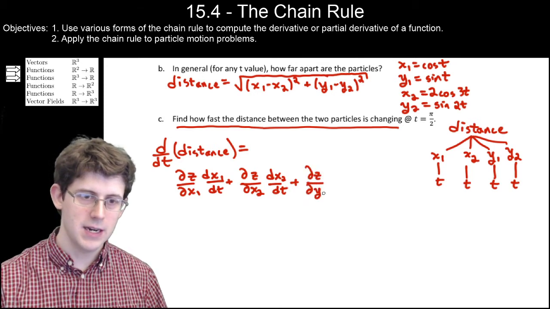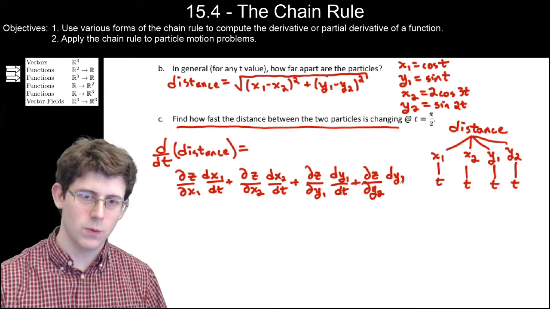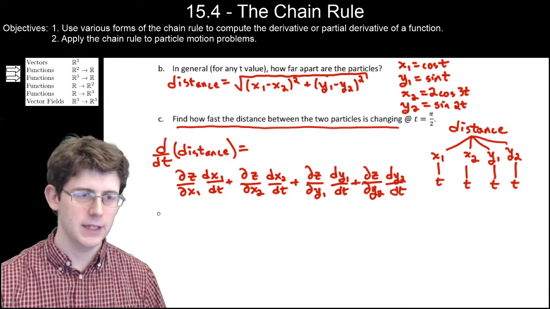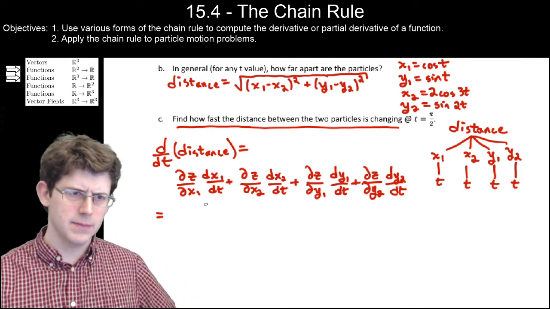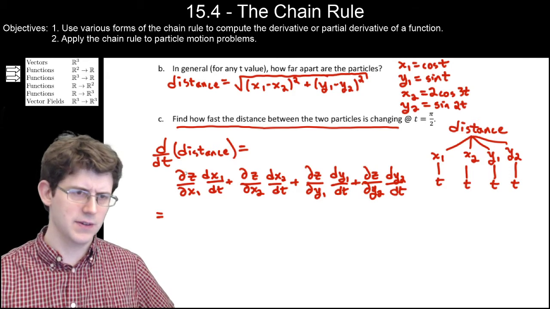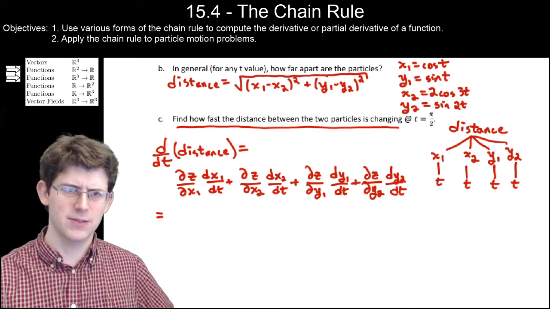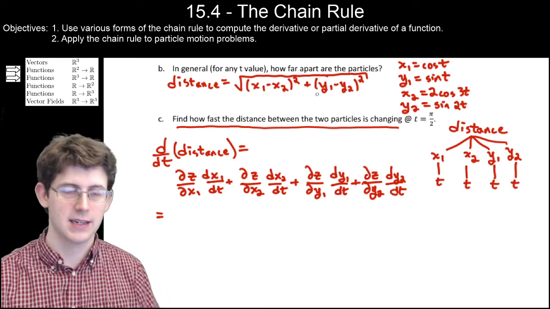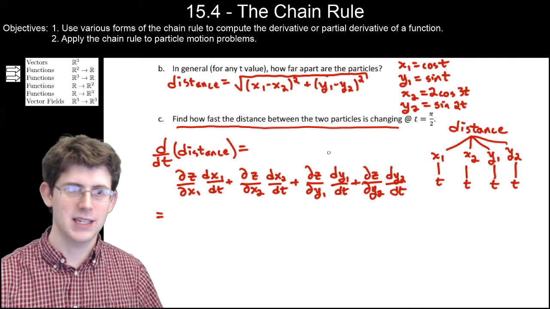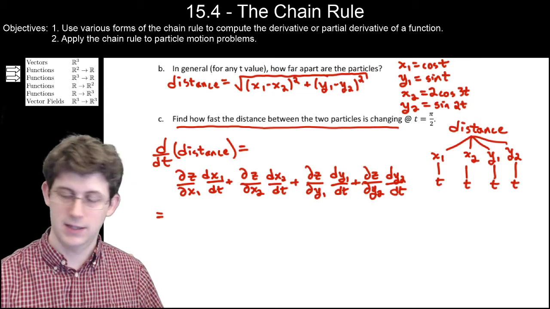Partial z partial y1 dy1 dt, and partial z partial y2 dy2 dt. And then we can just find each of these. Okay, I'm going to have to take the derivative of z with respect to x1, and the derivative of z with respect to x2, and the derivative of z with respect to y1. I'm going to have to write this thing a whole bunch of times. I don't really want to do that. So let's just give it a name. Anything that you think you might have to write all the time, just give it a name first.